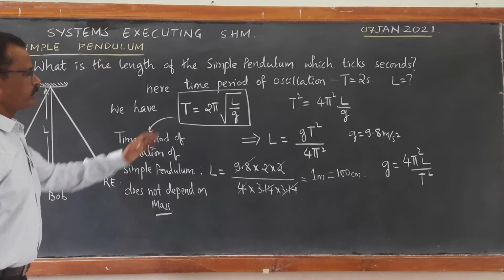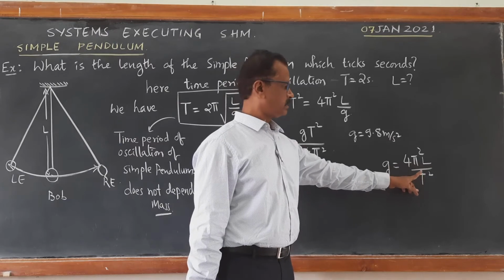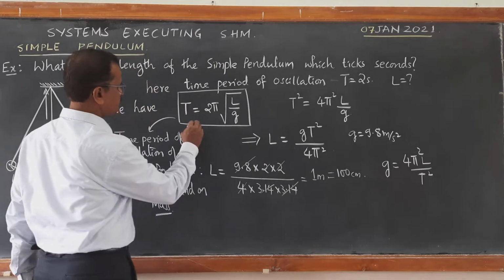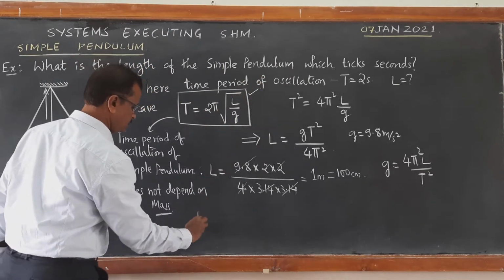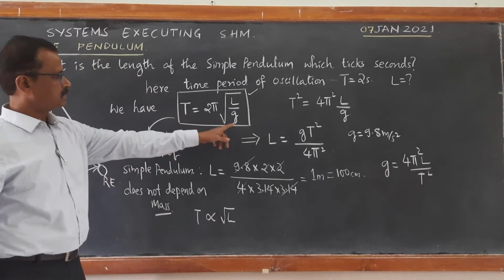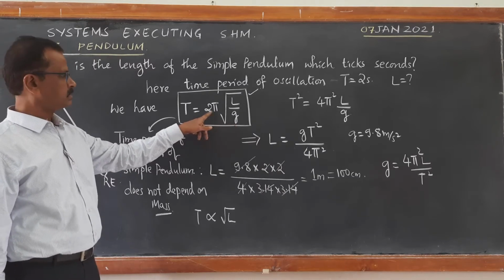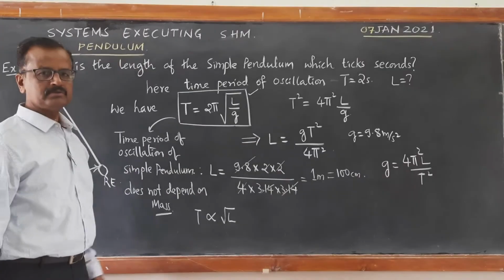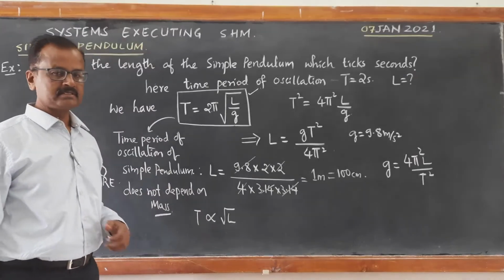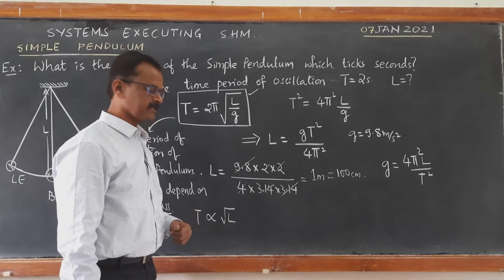Now in the experiment we are going to draw the graph of L versus T square and L versus T. You know, from this equation, T is directly proportional to square root of L. Acceleration due to gravity is constant. 2 pi is also constant. So time period of oscillation is directly proportional to square root of L. As we increase the length of the pendulum, time period also increases. As we decrease the length of the pendulum, time period also decreases. That is the important thing.